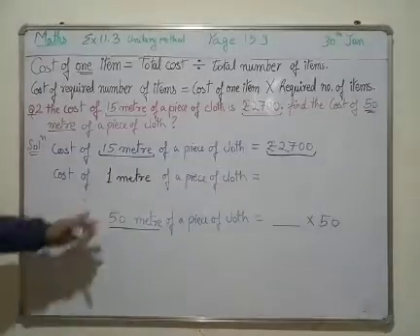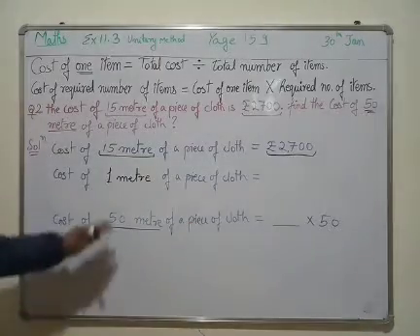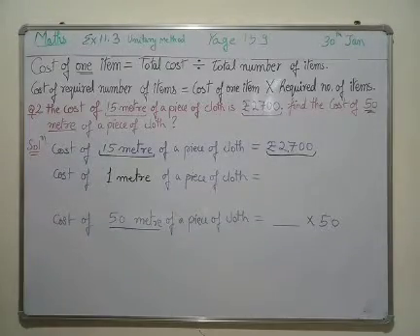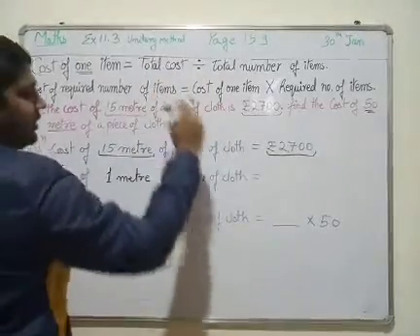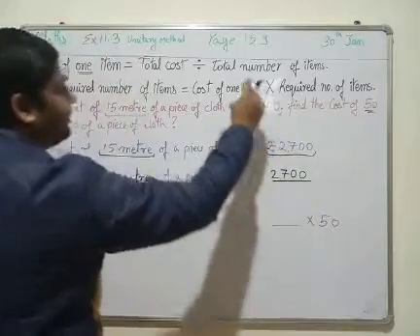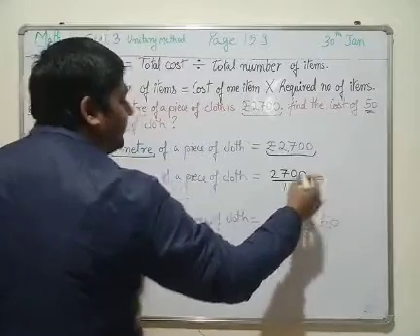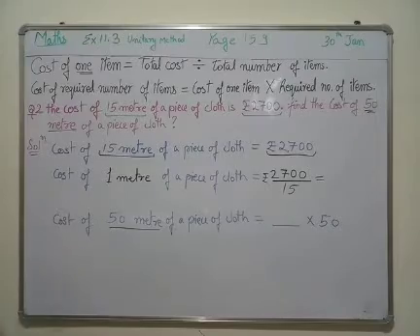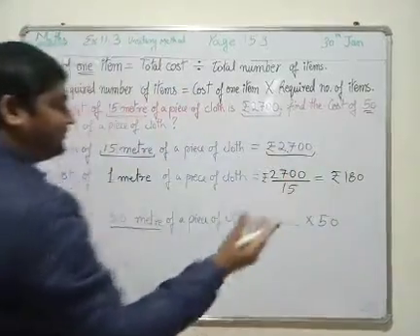First, they have given the cost of 15 meters and are asking for the cost of 50 meters, so what should we know first? We should know the cost of 1 meter, only then can we find the cost of 50 meters. For the cost of 1 meter, we have to divide the total cost, which is 2700, by the total number of items, that is 15. So 2700 divided by 15, and we get the cost of 1 meter, that is rupees 180. You can divide it in the rough column.